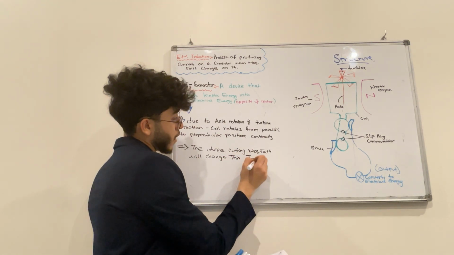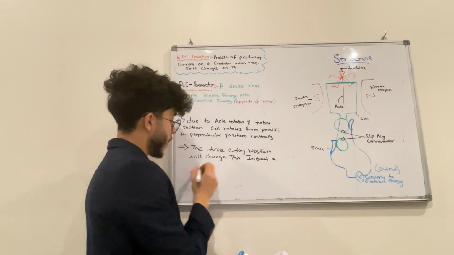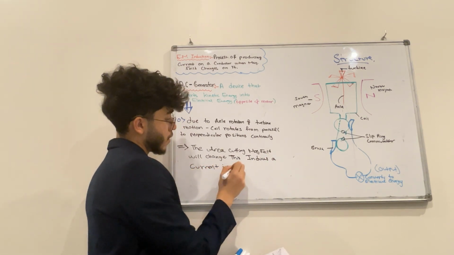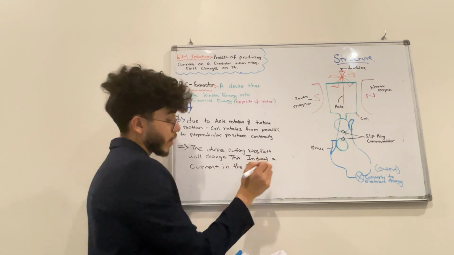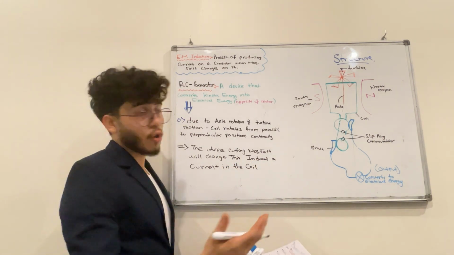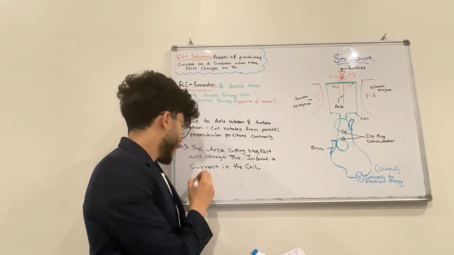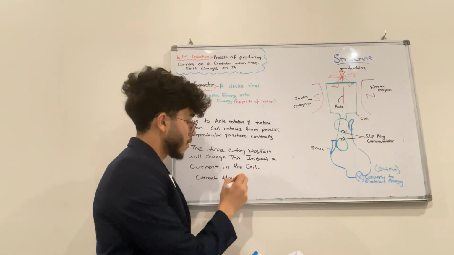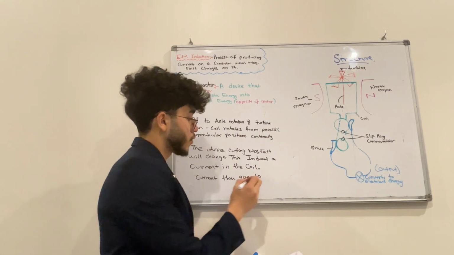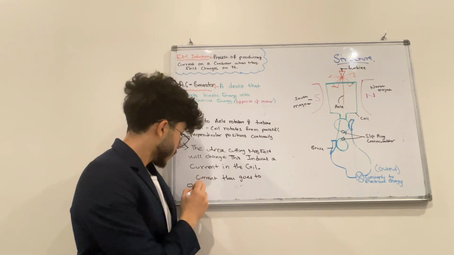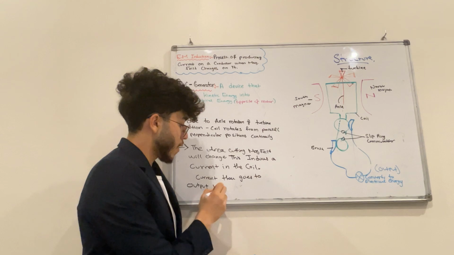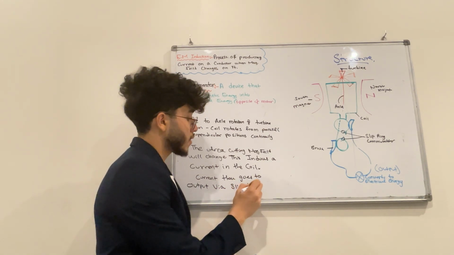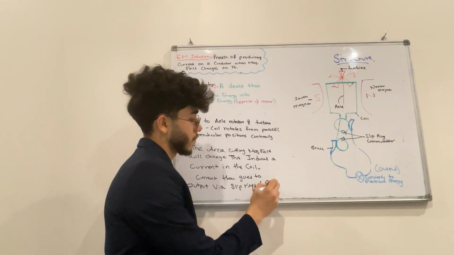Okay, so this induces a current in the coil. All right, then from the coil, current then goes to the output via slip rings and brushes.